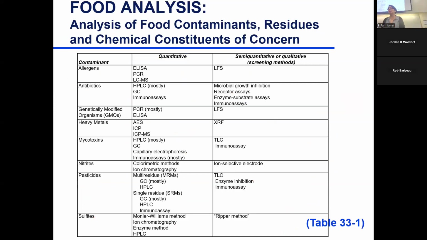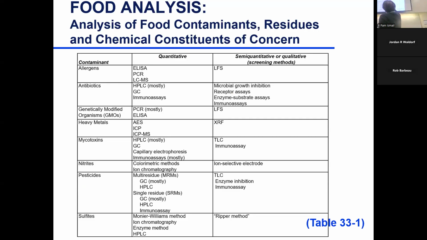This is a good table to study from. Table 33-1 in your book. And I did update my slide. I believe the slide was updated with this table in it. If you have slides from previous that don't have this table or something similar to it, just look in your book for 33-1. Okay. So what this table tells us is the different contaminants in alphabetical order, and quantitative methods and qualitative methods.